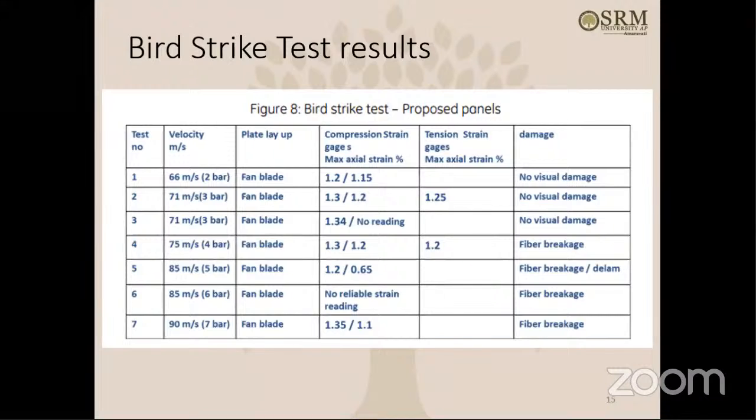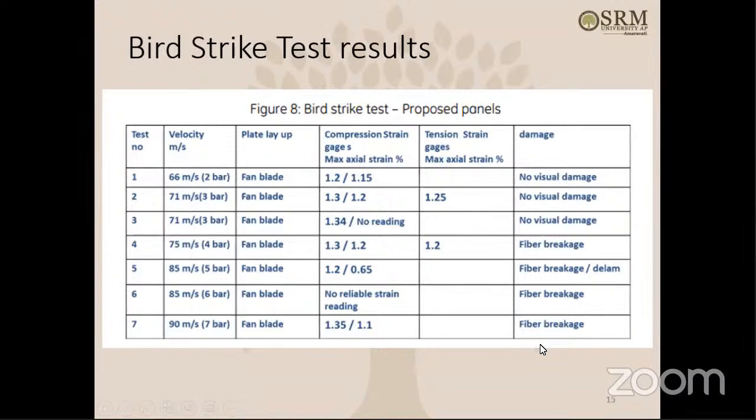Then you increase the velocity to 75 meters per second, and you start seeing damage, like fiber breakage. Then you increase the velocity to 85 meters per second, and you see a combination of fiber breakage and delamination failure. Then at 90 meters per second, you again see fiber breakage.